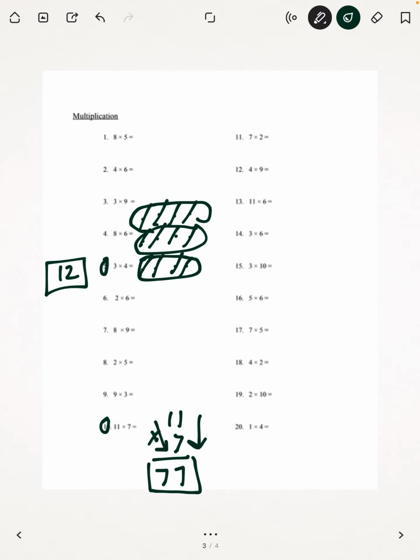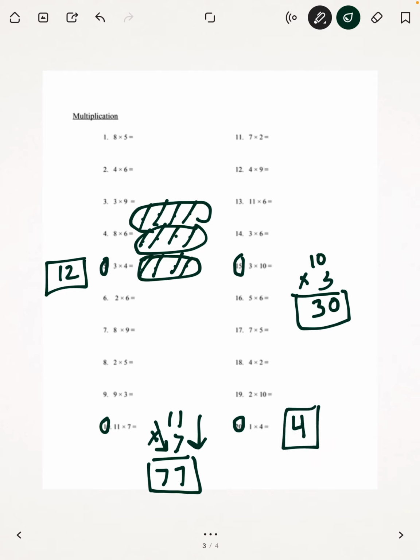Next, we're going to be doing number 15. 10 times 3. So 0 times 3 is 0. 3 times 1 is 3. And our answer is 30. And the last problem we're going to be doing is number 20. 1 times 4 is 4. Whenever you're multiplying something by 1, the number you're multiplying by 1 is going to be your answer.